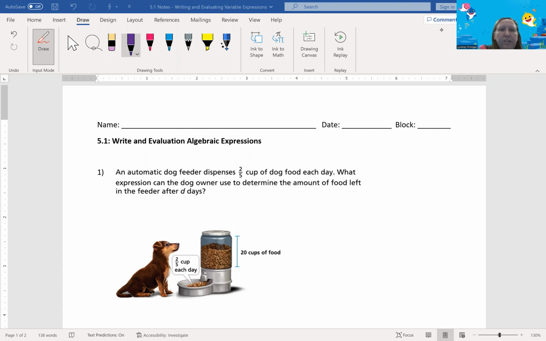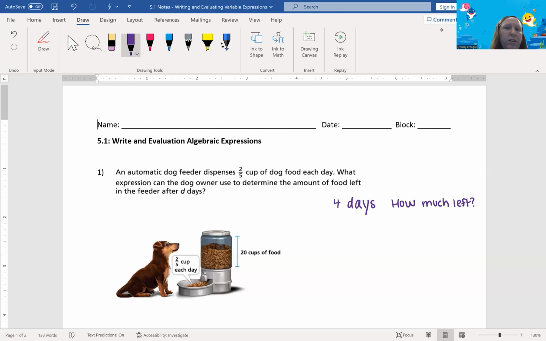Number one, we have an automatic dog feeder dispensing 2/5 a cup of dog food each day. What expression can the dog owner use to determine the amount of food left in the feeder after D days? Okay, so if you're like, I don't know how to write an expression from this, what I'm saying is come up with a scenario and say, okay, well, after, I don't know, 4 days, how much food would be left? And if you're looking at this and you're like, I don't even like dealing with that 2/5, change it. Okay, make sure you change it back, but change it.